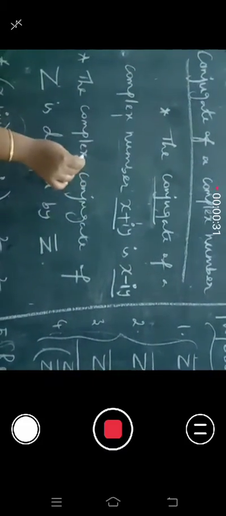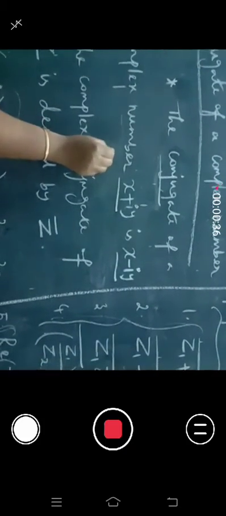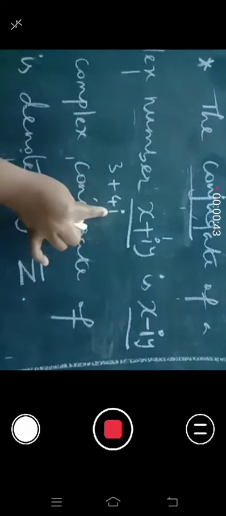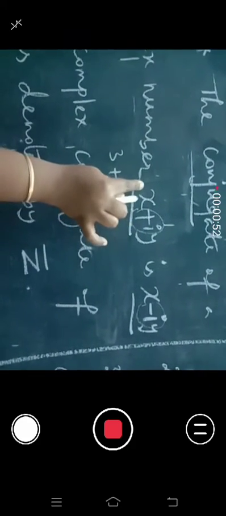Okay, suppose if one complex number is given, how can we find the conjugate? See, consider one example, 3 plus 4i. 3 plus 4i is one complex number. How can we find conjugate? Just you replace plus i by minus i. To find the conjugate, you have to change the imaginary part only. Don't change the real part sign. Just you change the imaginary part sign. Plus here means you have to change it as minus. Just we replace plus i by minus i. That is conjugate.